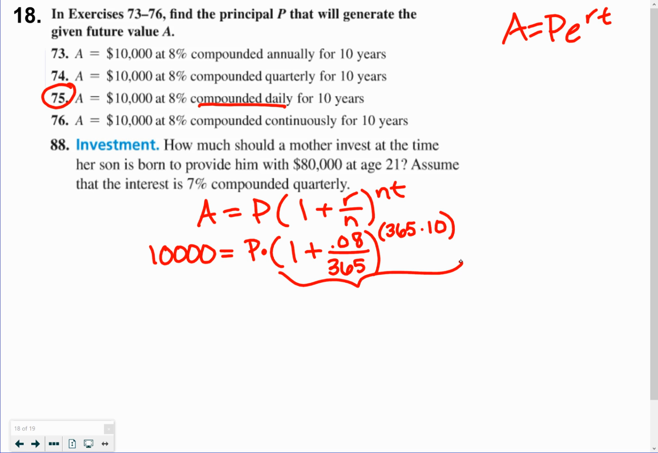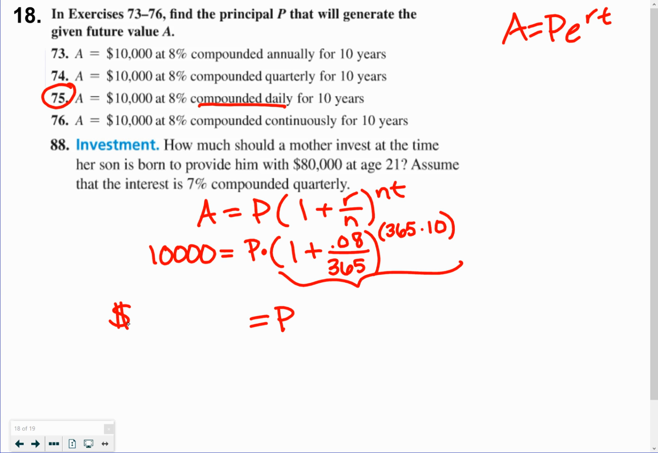How do I get the P alone? Just divide it over. So this is really just stuff you're going to do in the calculator at this point. Type that value to a power in, and then divide it over to the other side to solve for P. And P is what we start with. We know we ended with 10,000, so we should expect something smaller than 10,000.